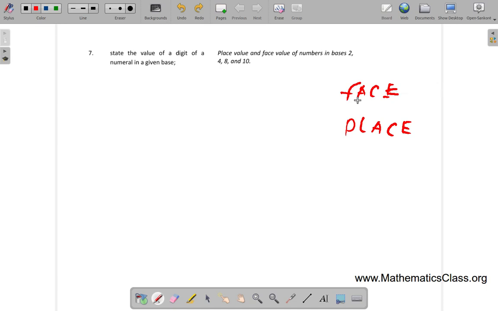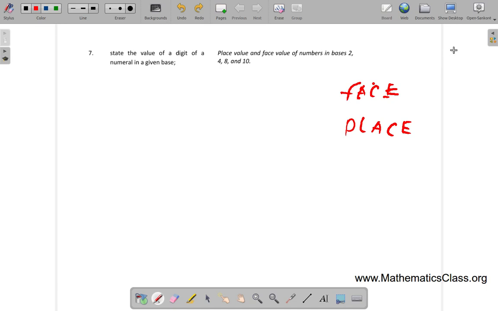Alright, so remember now, with base 10, the place value of the various digits would be ones, tens, hundreds, thousands, 10,000s, 100,000s, and so on and so forth. You remember that? But it's not base 10 we're doing now. It's base 8.